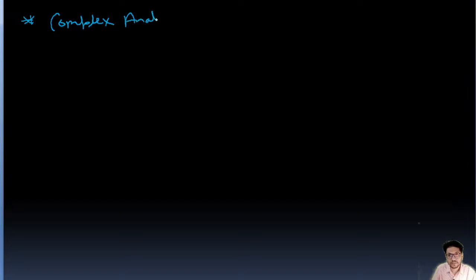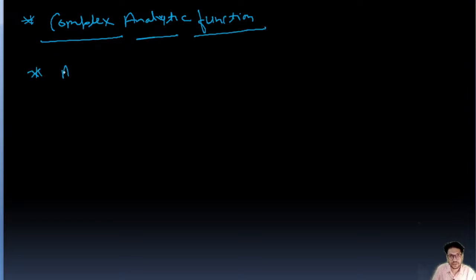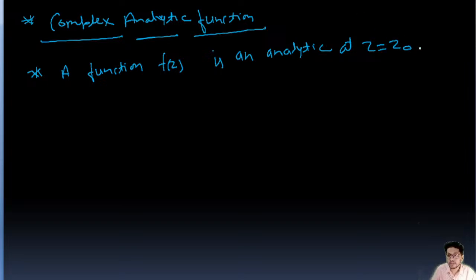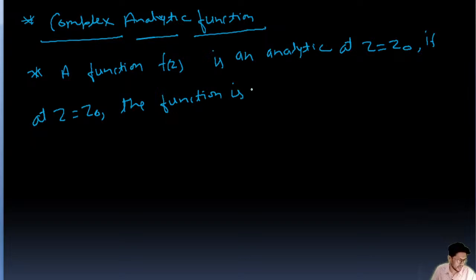Complex analytic function. A function f(z) is analytic at z equal to z naught if at z equal to z naught the function is defined and differentiable.